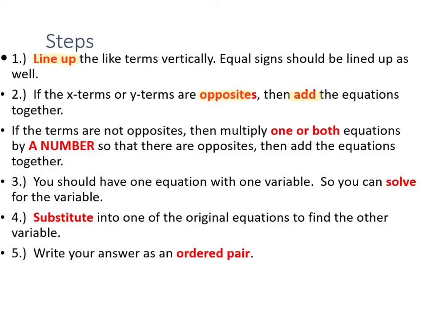If the terms are not opposites, multiply one or both equations by a number so that there are opposites, and then add the equations together. You should have as a result one equation and one variable, so you can solve for the variable. Substitute into one of the original equations to find the other variable, and finally write your answer as an ordered pair.